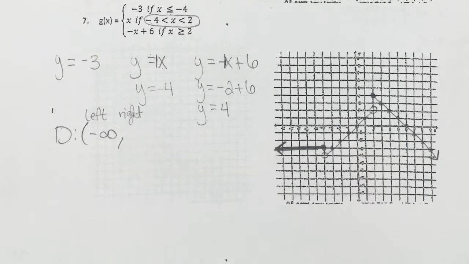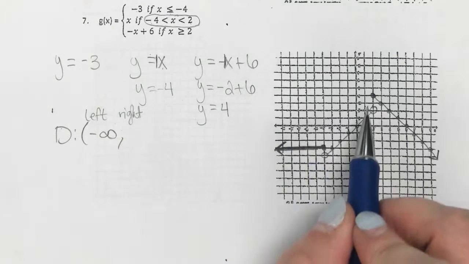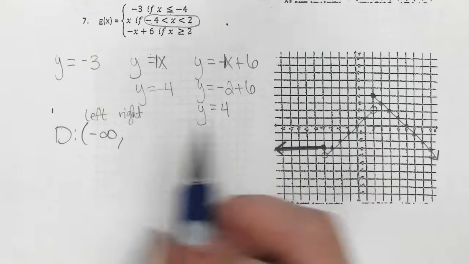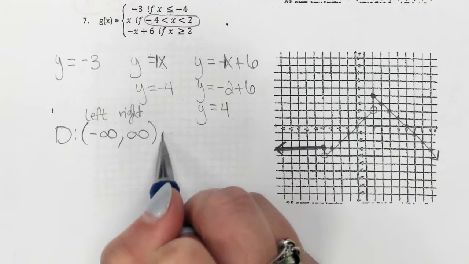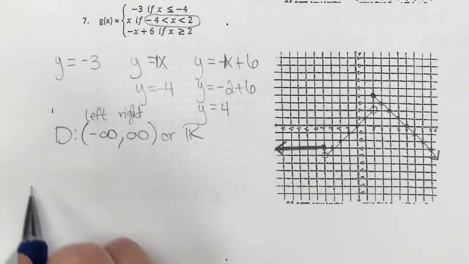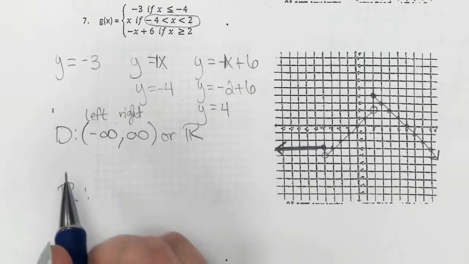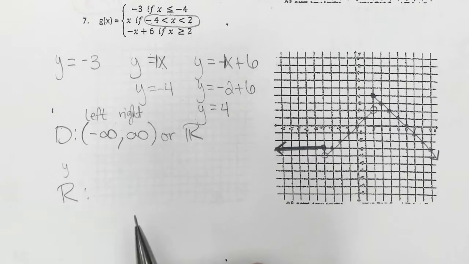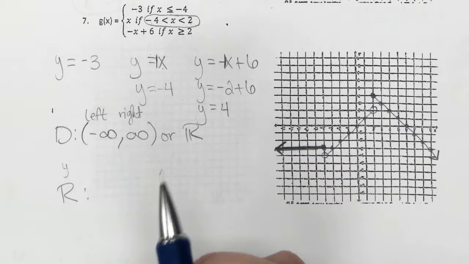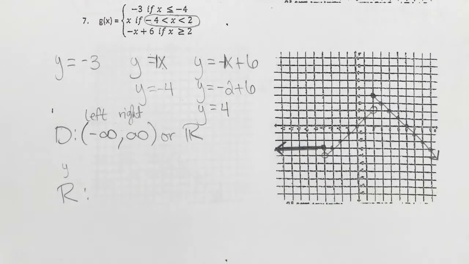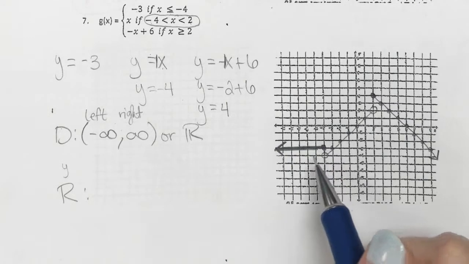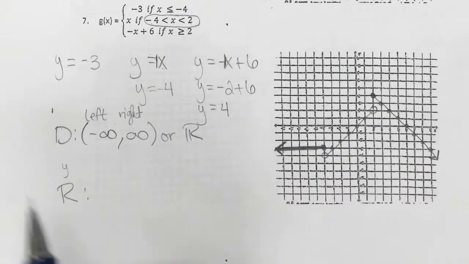You have 3 pieces to look at. Do you see one that's going to the right? Yes. Even though he's going down, he's still going to the right. So that's going to be positive infinity. Closed circle gets a bracket. So are we just going to ignore the line segment? It's in between all that. It's everything to the left and everything to the right.